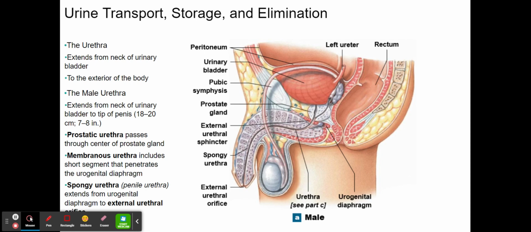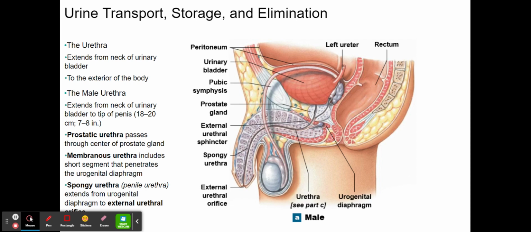We subdivide the male urethra into 3 segments: the prostatic urethra, the membranous urethra, and the spongy urethra. The prostatic urethra passes through the center of the prostate gland. The membranous urethra includes the short segment that penetrates the urogenital diaphragm, the muscular floor of the pelvic cavity. The spongy urethra, or the penile urethra, extends from the distal border of the urogenital diaphragm to the external opening, or the external urethral orifice, at the tip of the penis.